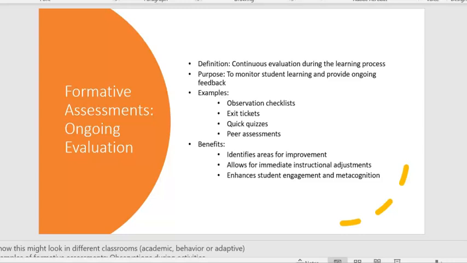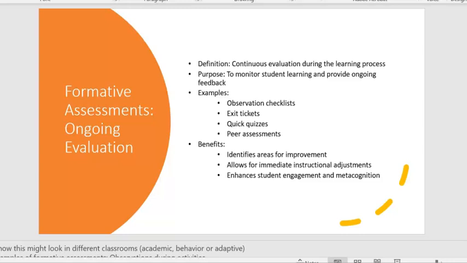Some examples of formative assessments include observation checklists, exit tickets, quick quizzes, and peer assessments. Some of the benefits: they identify areas for improvement. They allow for immediate instructional adjustments because this is something that you are continuously evaluating during the learning process and throughout your lessons. And it enhances student engagement and metacognition because you're engaging the students with the assessment and having them really think about their thinking.